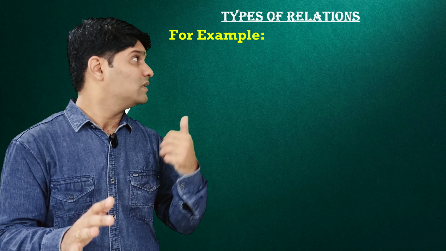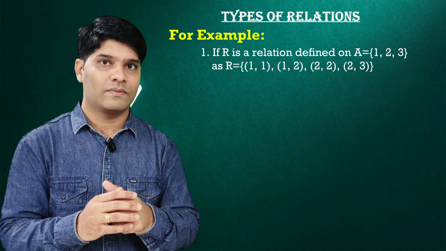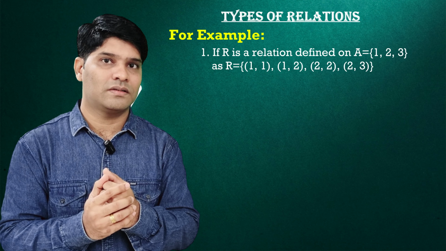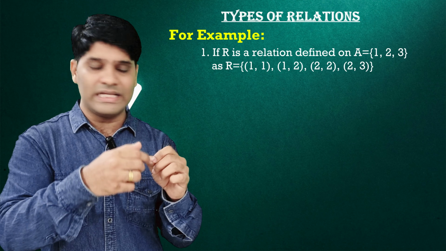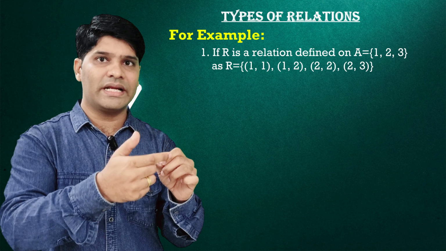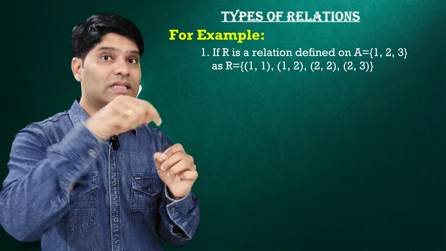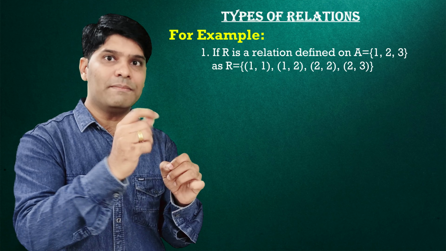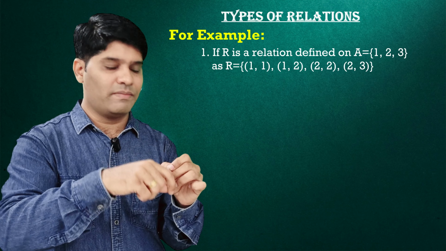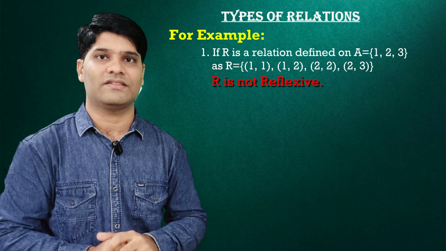For example, the first relation R, which is defined on the set 1, 2, 3, is it reflexive? No, because here 3 is not related to itself. 1 is related to itself. 2 is related to itself. There are other relations, but 3 is not related to itself. For reflexivity, all the members of A should be related to itself. But here 3 is not related to itself. So the first relation is not reflexive.